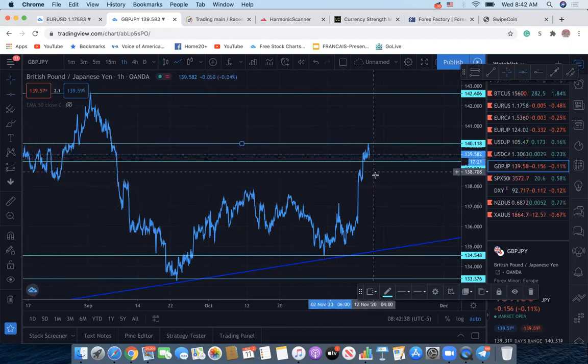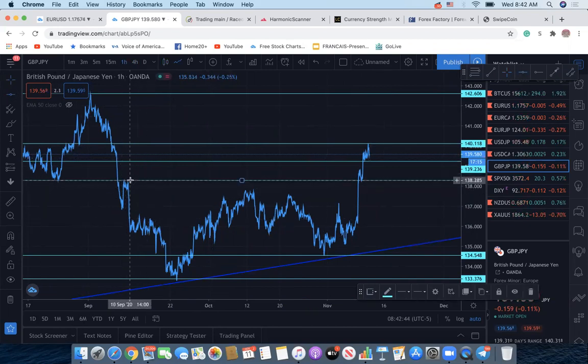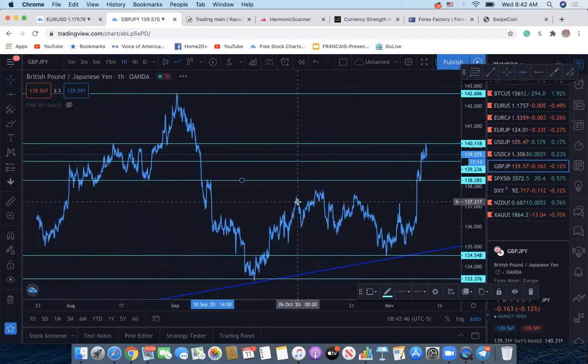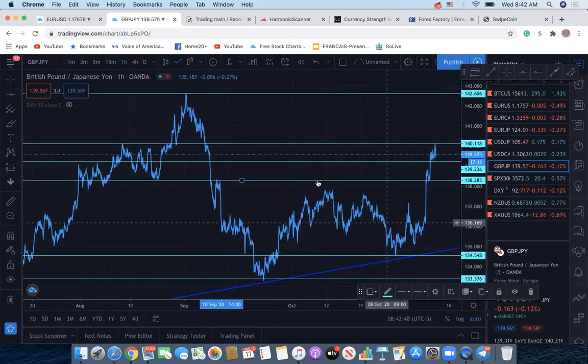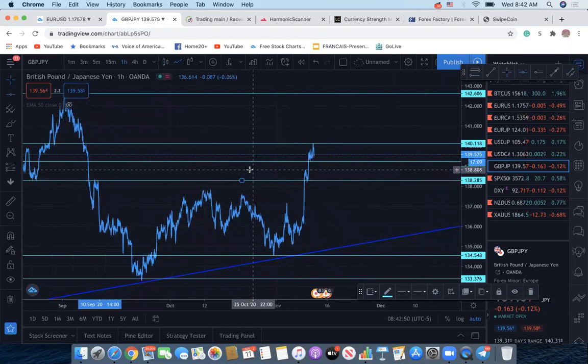So if you break down here, the next level might be that one. So I'm gonna put another resistance and support here. It's a great point of reversal when it is at the same time a support and a resistance. So this is a great confirmation. So we're on a 1 hour time frame, right? So this is perfect. You don't want to bother yourself with a lot of charts.